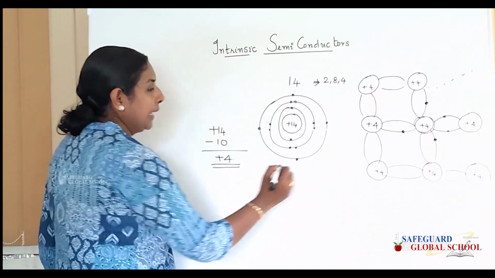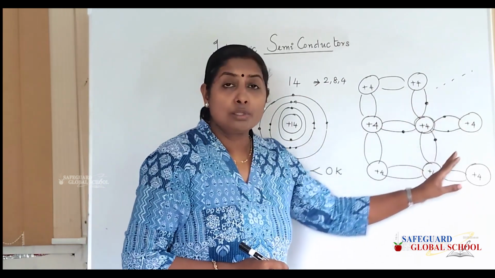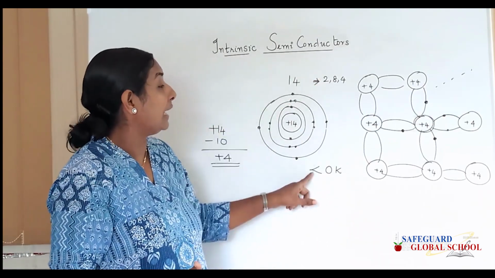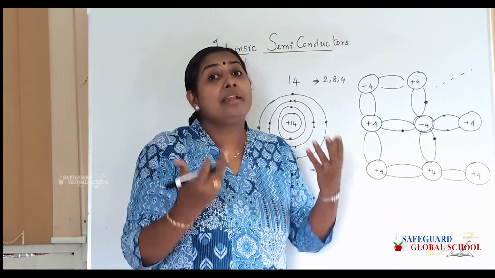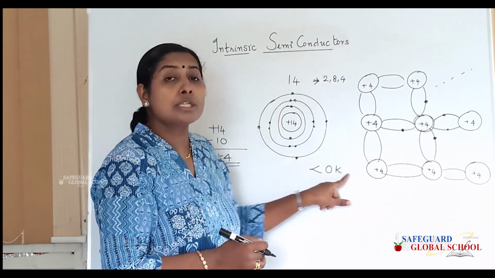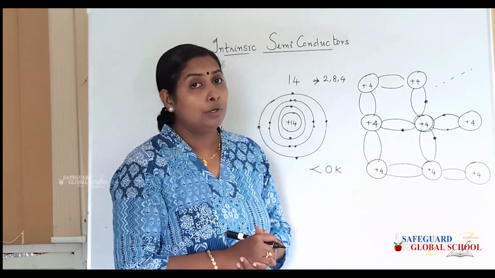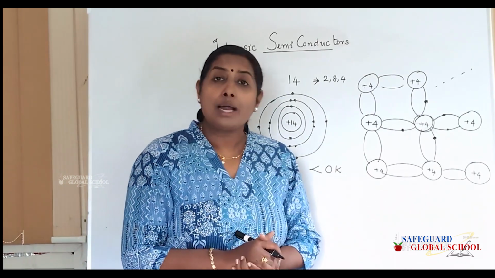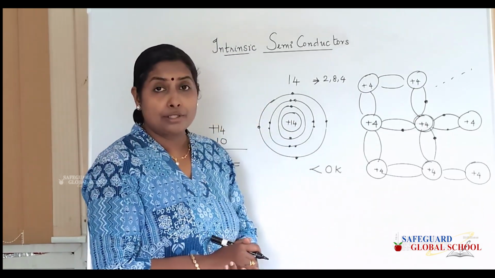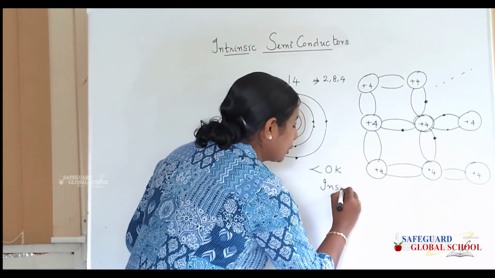So what happens at 0 Kelvin? At 0 Kelvin, no electrons in these bonds are able to come out. So an intrinsic semiconductor at 0 Kelvin does not have any charge carriers. You may note the point that an intrinsic semiconductor at 0 Kelvin will act as an insulator as there are no charge carriers. So a question can be asked: what is the nature of an intrinsic semiconductor at 0 Kelvin? The answer is that it will act as an insulator.